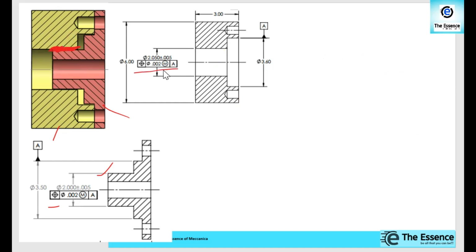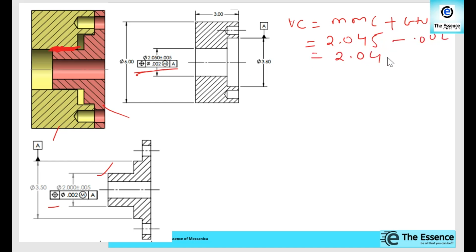This is a hole diameter, right? So what we are going to calculate is the virtual condition for that. What is the virtual condition for a hole? MMC minus GTOL, MMC minus geometric tolerance over there. What is the MMC size for this? It will be 2.045, right? That is the MMC size, minus geometric tolerance 0.002, that will be 2.043.